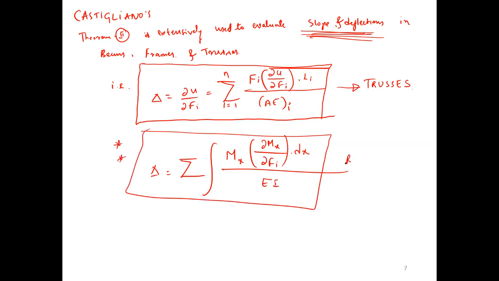This is for beams and trusses. You may get direct questions on this: what is the Castigliano's equation? So Mx into dou Mx by dou Fi into dx divided by EI. This is for beams and trusses. These are the equations we arrived at with respect to Castigliano's second theorem.